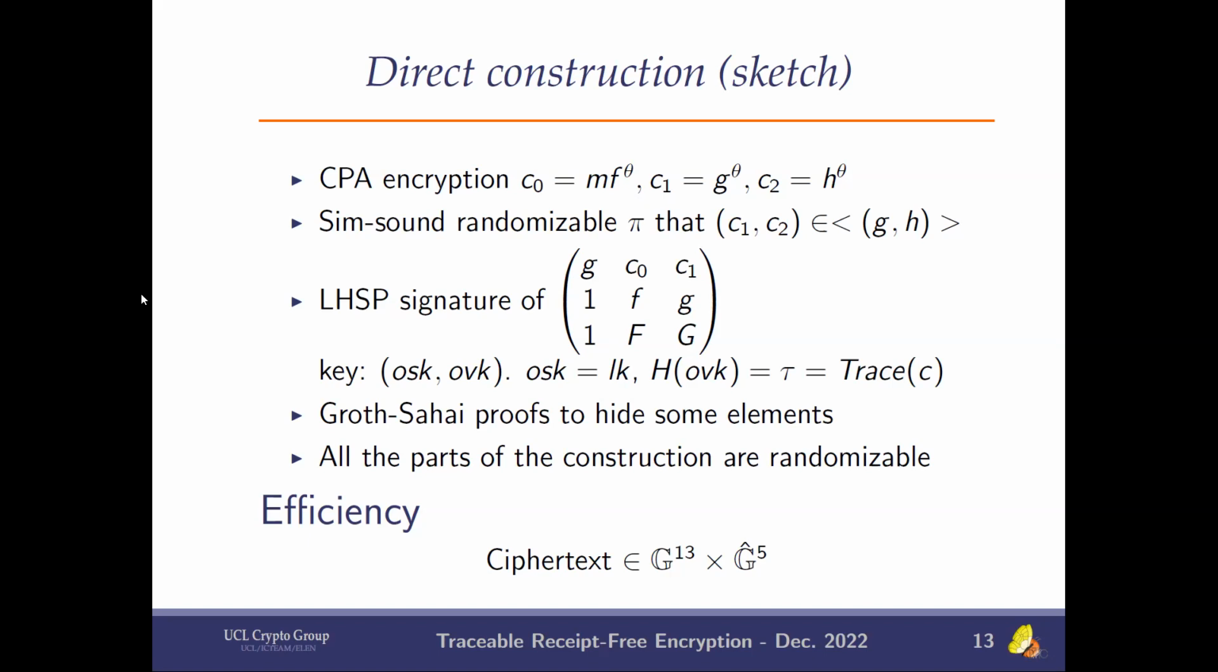We also use Groth-Sahai proofs to write some elements in all of this. And yes, finally, we have to make sure that everything there is randomizable except for the unmalleable part, for the tracing part. And in the end, as you can see, we do not use bit-by-bit encryption. We managed to only encrypt a group element M, and we have ciphertexts that are relatively small in size.